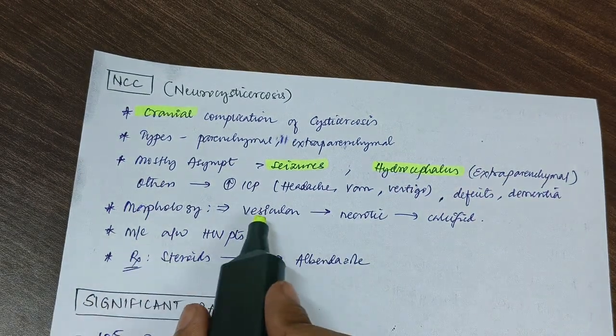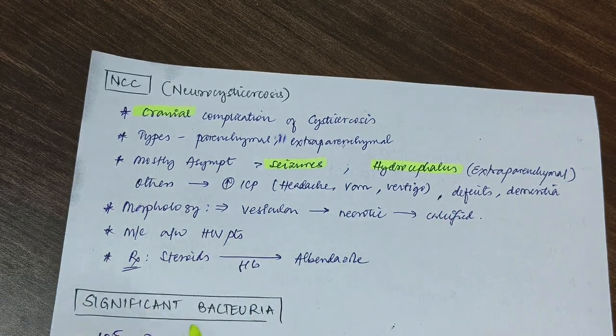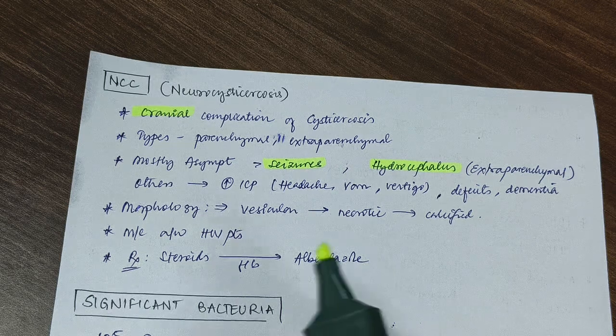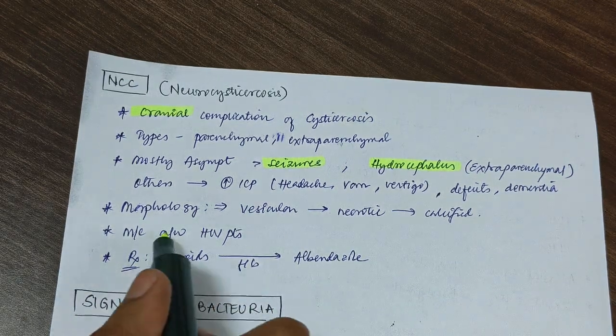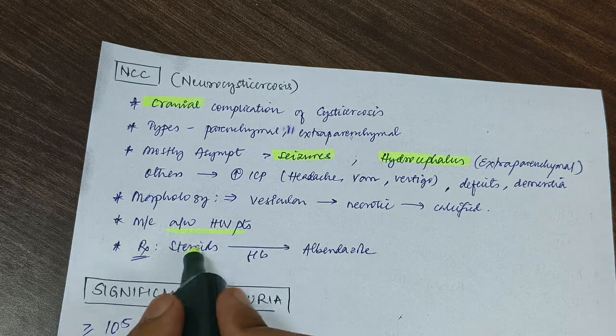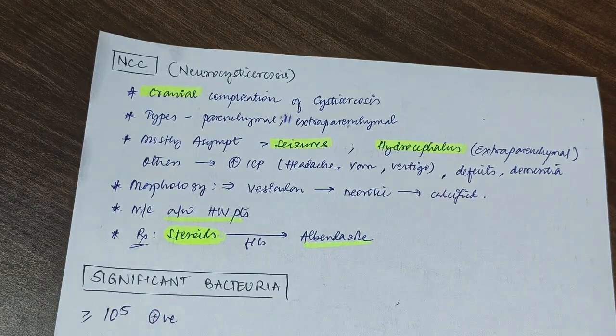Morphology is vesicular, necrotic and calcified. This is how the neurocysticercosis is going to progress. First it is vesicular, then necrotic, then calcified. Most commonly associated with HIV patients. Treatment is steroids, first basically steroids, then you are going to give albendazole.